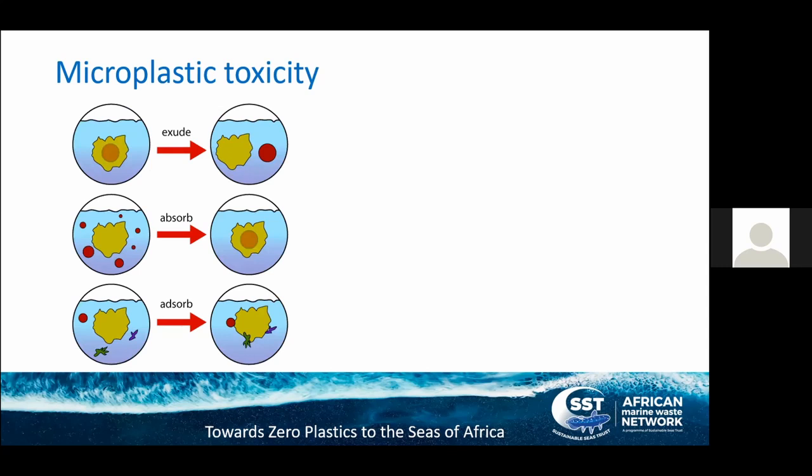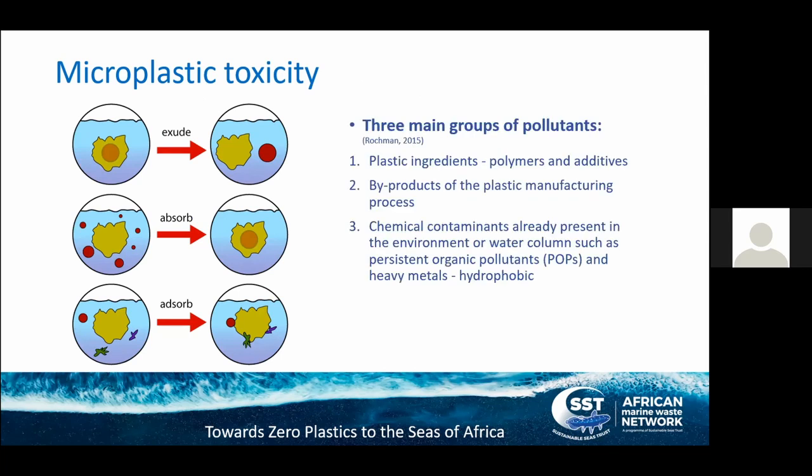Microplastics are harmful to the environment. They can exude, absorb, and adsorb various pollutants and chemicals from the environment, and these can be attributed to three main groups of pollutants: plastic ingredients, which are polymers and additives such as BPA, for example; the byproducts of the plastic manufacturing process; as well as chemical contaminants already present in the environment or water columns, such as persistent organic pollutants or POPs and heavy metals. These are often hydrophobic, which means they're water-fearing and concentrate on plastic particles.